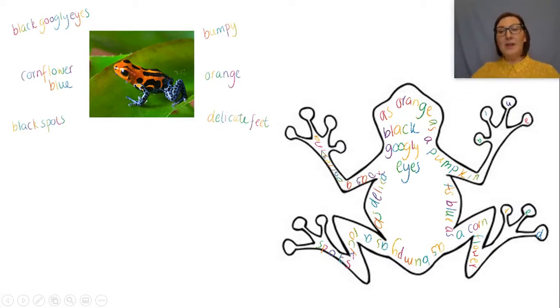So you know when ballerinas are really light on their feet? I feel like this frog would be really light on his feet. So I've described it as if he's like a ballerina. He isn't a ballerina, but he's like that. He moves just the same way. And then we've got black googly eyes.